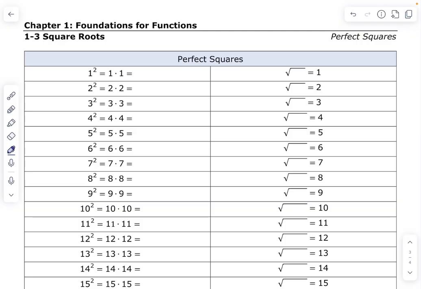Okay, so we know that 1 squared is the same as 1 times 1, which we know to be 1. Because that's true, we know then that the square root of 1 is 1. 2 squared is the same as 2 times 2, which we know to be 4. Therefore, the square root of 4 is 2. 3 squared is 9, so the square root of 9 is 3. 4 squared is 16, so the square root of 16 is 4.